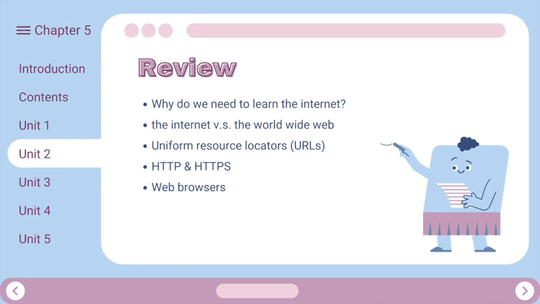Let's have a quick review of the last video. Last time, we started from the reason why we need to learn the Internet. Then, we compared the Internet and the World Wide Web. Next, we explained the concepts of URLs and the differences between HTTP and HTTPS. Last, we introduced the common features of web browsers. Having finished reviewing the last unit, let's start today's unit.